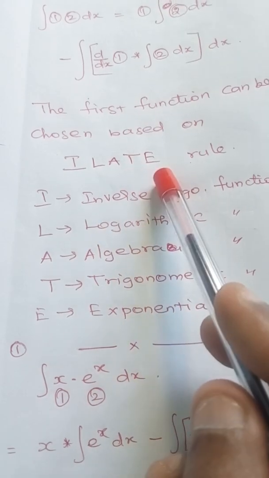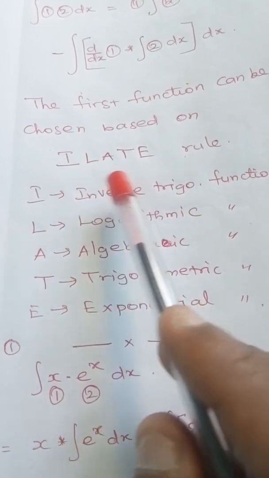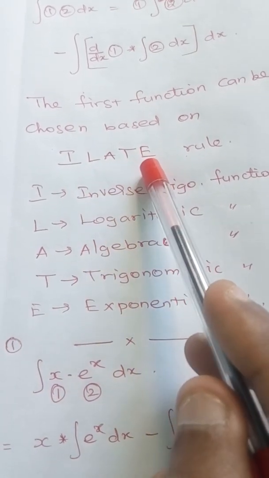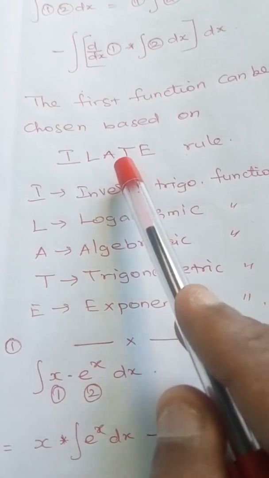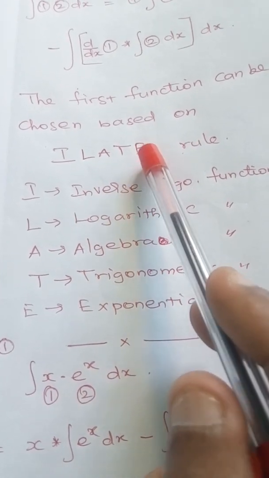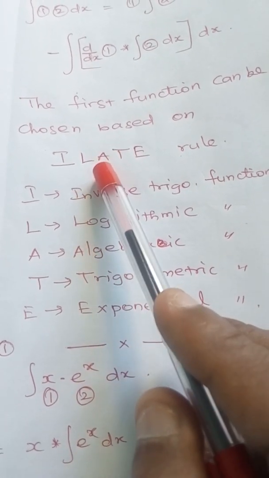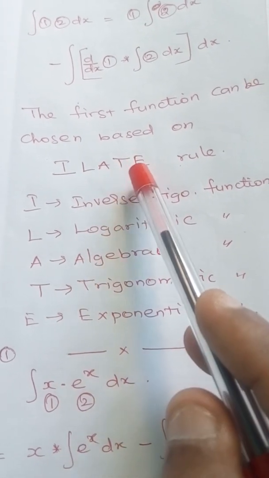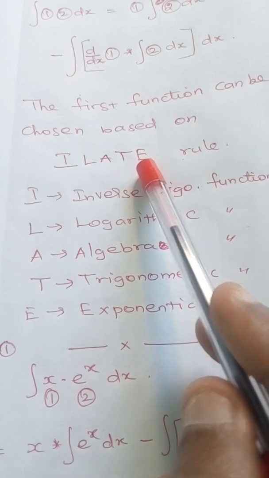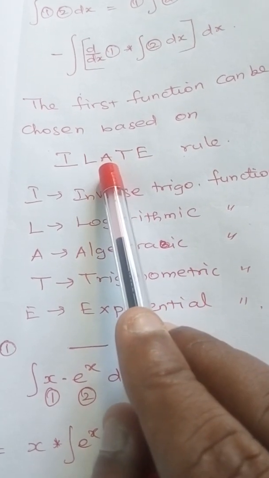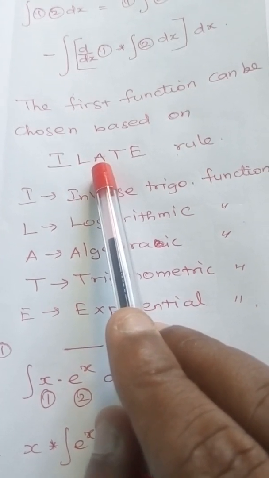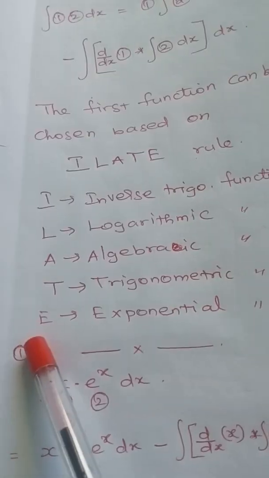When we have two functions, for example, if we get an algebraic function and an exponential function, you know that the integration of an exponential function is very easy when compared to an algebraic function. So the exponential function should be considered as the second function, and the algebraic function should be considered as the first function. In this order you need to choose.